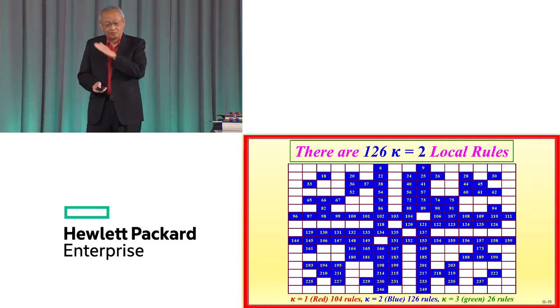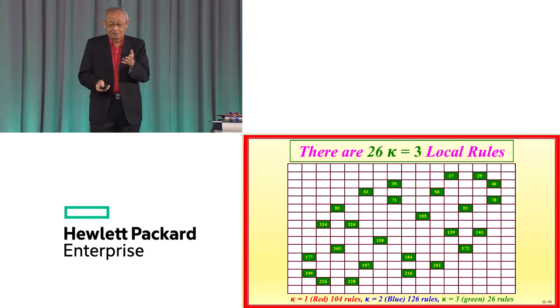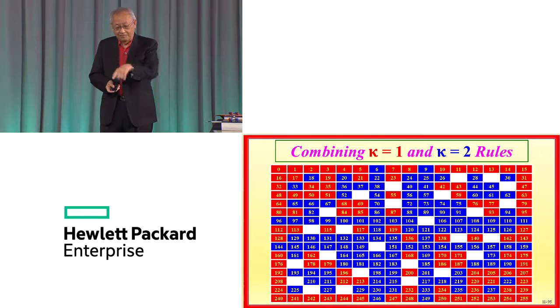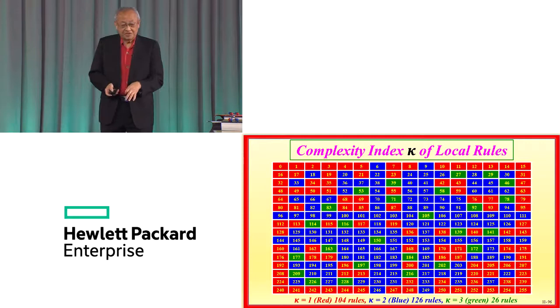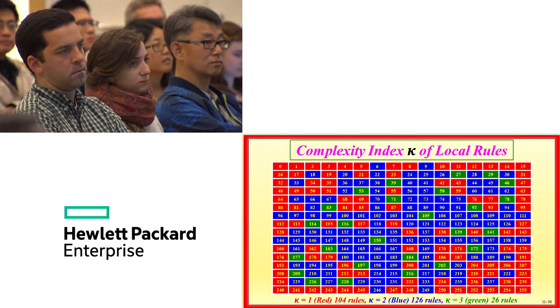If you add them, the remaining 26 would be index three. And so if you add, say, the first two, you see it covered most of the thing. And then finally, all of them would be included with 256, that's why you have three colors. And this is all stuff that school children can do.